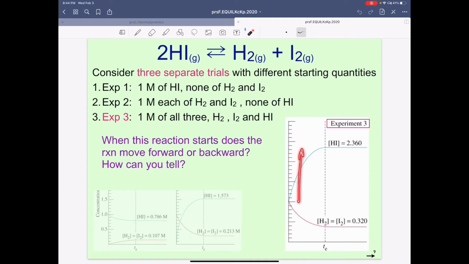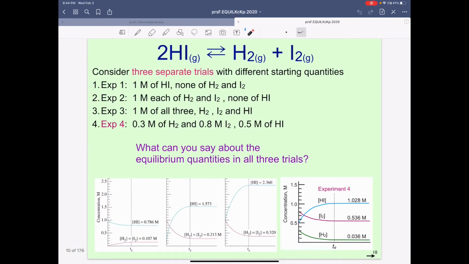Again, you can see that 2-to-1 ratio of change. And let's look at a fourth trial in which we're starting with random quantities. There's nothing special about the standard condition. We could start with any conditions. And so you can see that reaction here. Again, the 2-to-1 change. Here's the HI forming and the H2 and the I2.